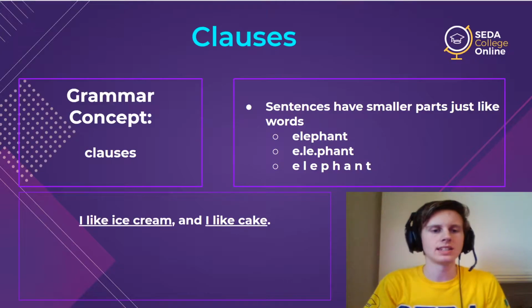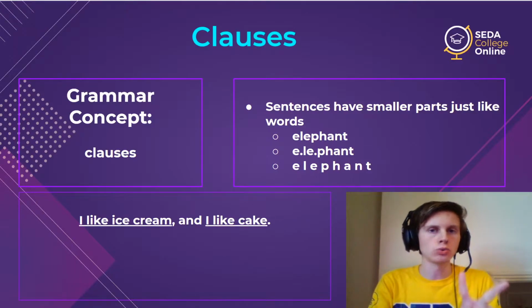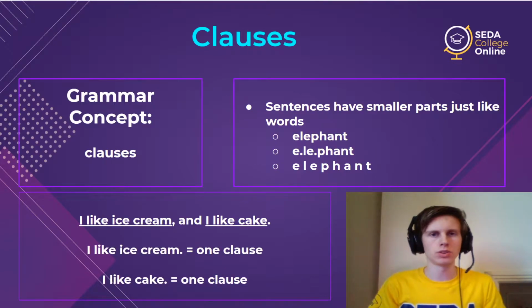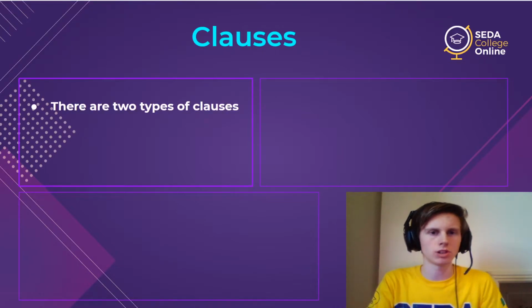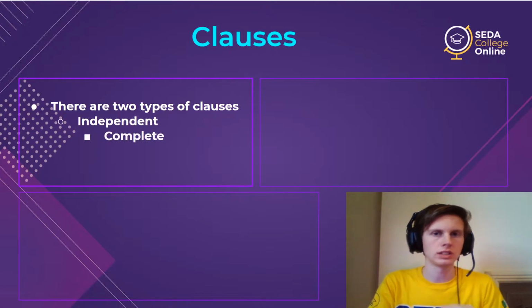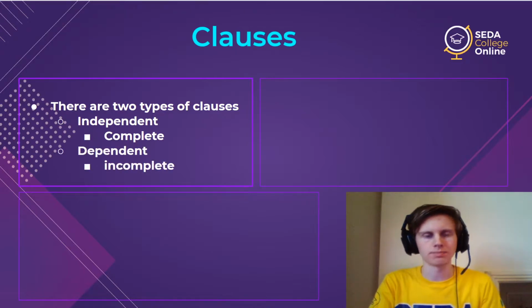So, for example, a sentence like, I like ice cream and I like cake. That is one complete sentence. However, it has two clauses. I like ice cream, I like cake. Both of those are individual clauses, and we can put them together to make one sentence. In addition to that, clauses have types. There are two types of clauses. So you can have an independent clause, or totally complete, or you can have a dependent clause, or incomplete.